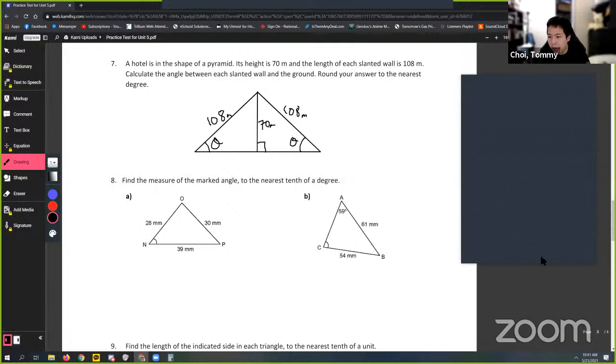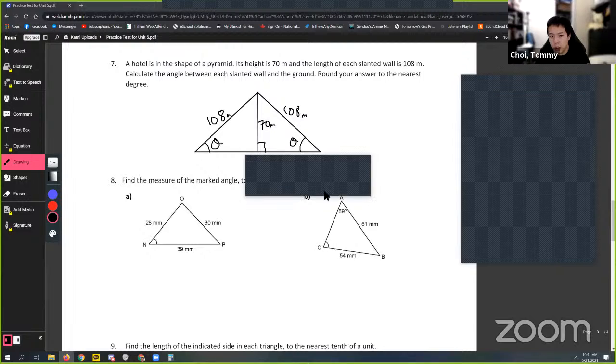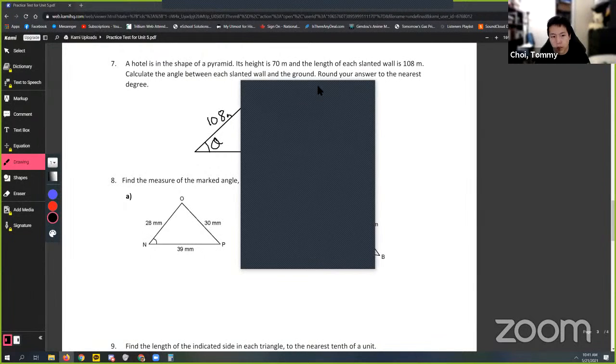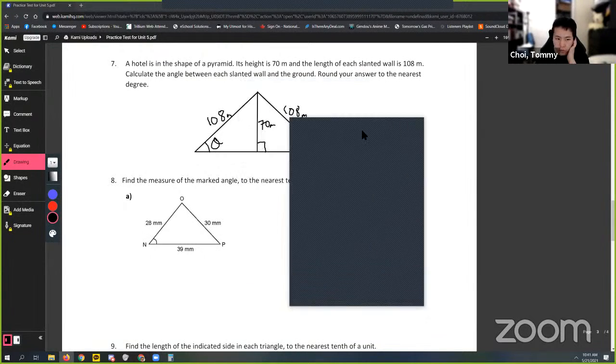For question 8a, okay, I'm going to stop sharing those results here. And I'm going to relaunch it. For question 8a, what do I use? SOHCAHTOA, sine law, or cosine law?